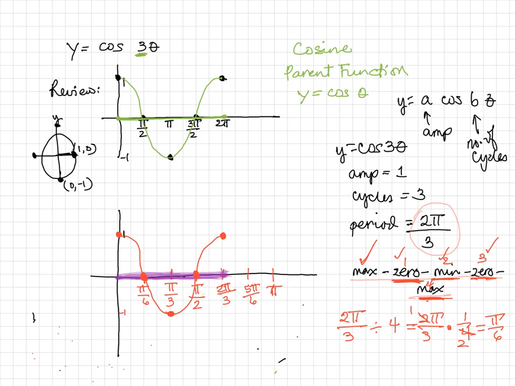Then we connect the dots to look like that. This does not end here. It's a periodic function, so this graph continues. The next one will be here, and then this one will be here, and so on and so forth. One cycle is right there. So you see the difference between the parent function and y equals cosine 3 theta.